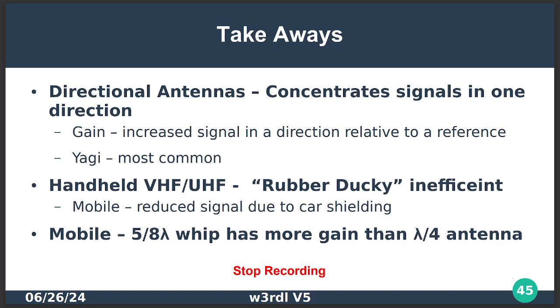Directional antennas concentrate signal in one direction. Gain is increased signal in a direction relative to a reference. So you don't actually create more power, you're just concentrating it. Yagi is the most common. Handheld VHF, UHF rubber ducky is inefficient, and inside your car the shielding of the car is further reducing it. Mobile 5/8 wavelength whip has more gain than a quarter wavelength. And stop recording.